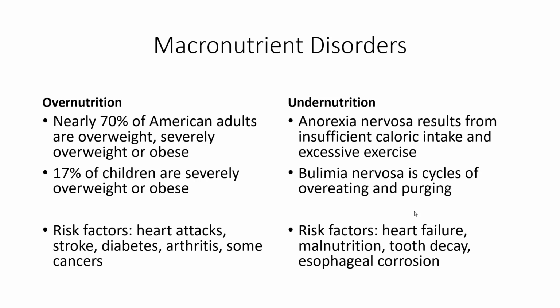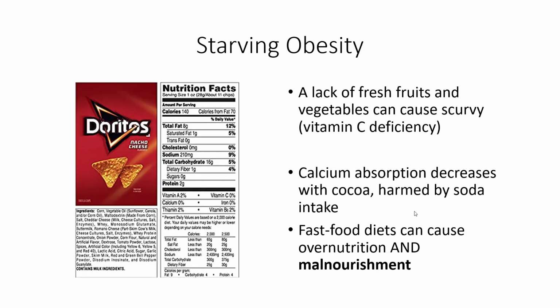Risk factors here include heart failure, malnutrition, tooth decay, and esophageal corrosion by the exposure of the esophagus to stomach acids during purging sessions. A lack of fresh fruits and vegetables can cause scurvy due to a vitamin C deficiency. Such was seen in a lot of transatlantic crossings that took too long when people were surviving on salt pork and hardtack and a bit of grog. This is why limes were added to the diet of sailors to increase the amount of vitamin C and fight off scurvy.